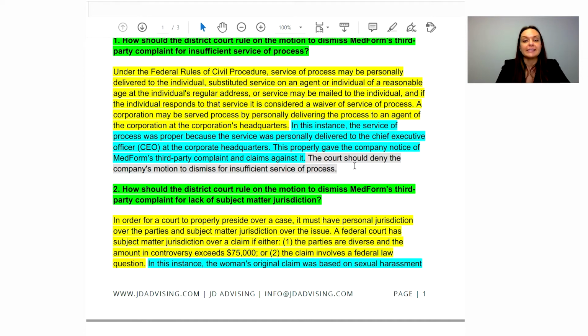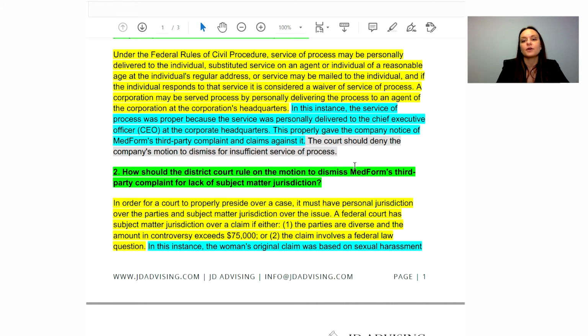Finally, the gray indicates the conclusion. And again, it's to the point, which is perfect. Your conclusion doesn't have to be this long, drawn-out thing. Here, it's just a sentence, which is sufficient. The examinee writes, the court should deny the company's motion to dismiss for insufficient service of process.